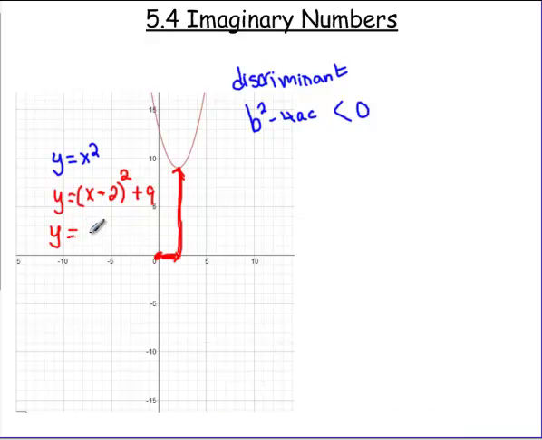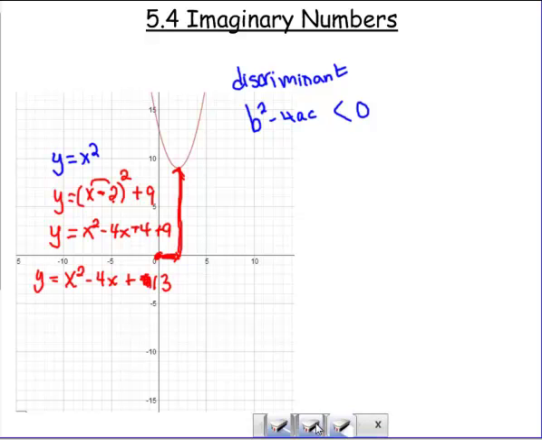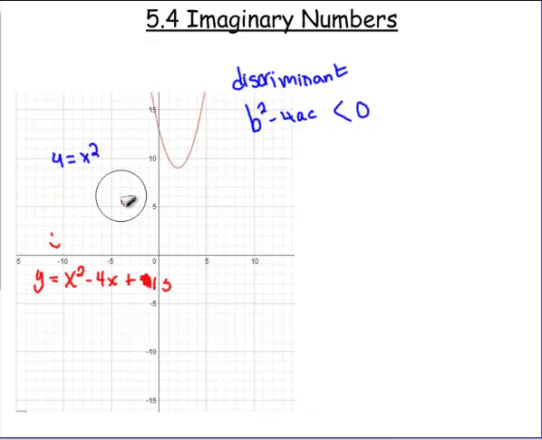Try this again. X squared. Multiply in doubles, that's minus 4x. Square the last. So this is the equation y equals x squared minus 4x plus 13. Now I don't expect you to do this conversion. That's something we'll spend a lot of time with in pre-calculus. Maybe IB Math does it, not sure.